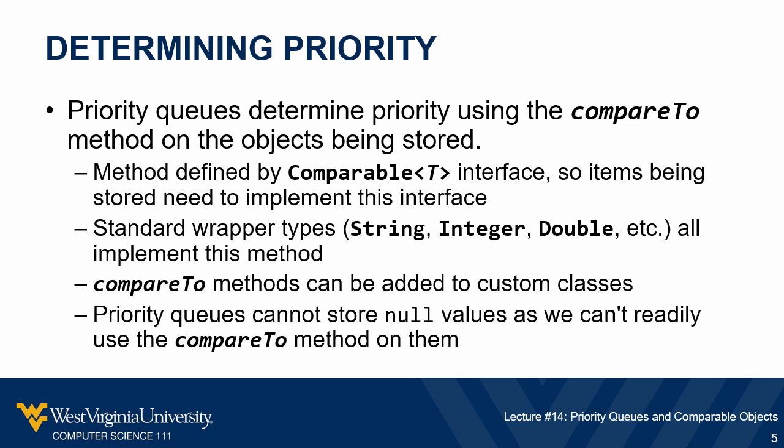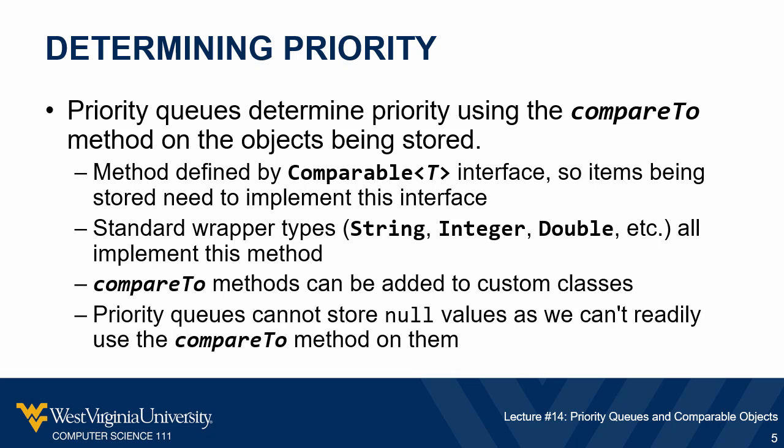The way that we determine the priority of the items that we're adding to our priority queue is by calling the compare_to method on those objects. The compare_to method is not something that's there automatically on the object. It's something that we have to make sure the objects that we're storing have. And we can do that by implementing the comparable interface, which has a generic parameter of type T, where T is the actual type of the object itself.